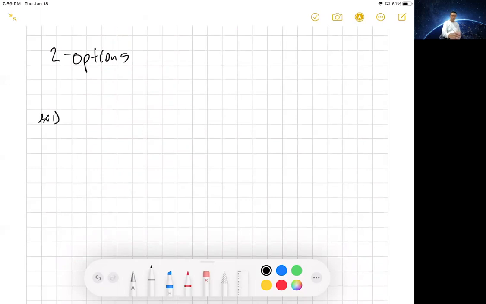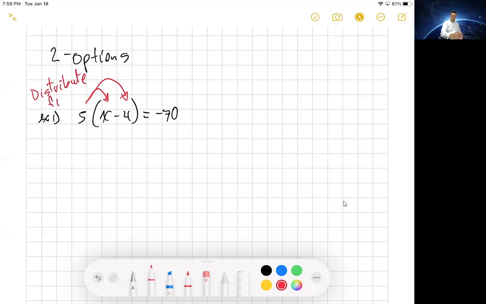Example number 1, 5 parentheses x minus 4 equals negative 70. I know, why are these numbers so big? Don't worry. It's all right. You'll be all right. So a couple of things. You could distribute first. That's the long way. Distribute first.